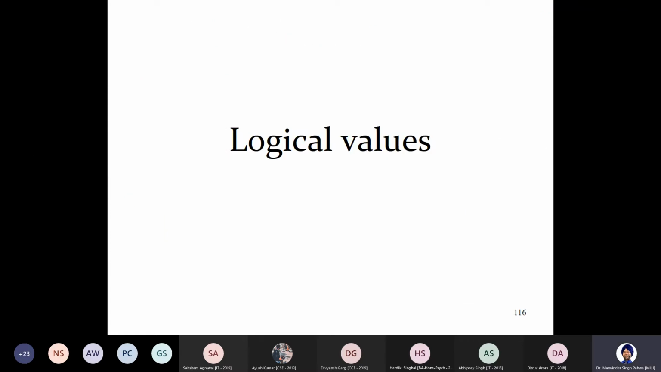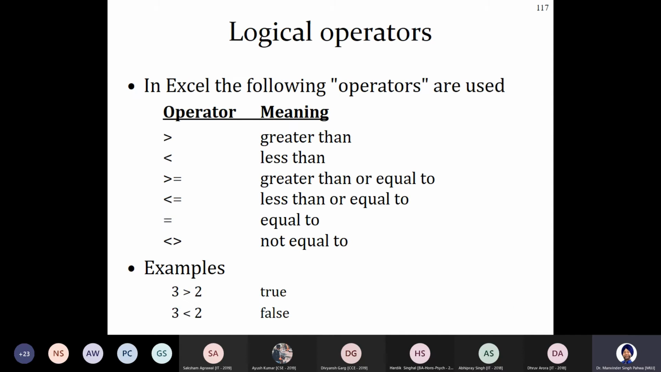Now next are the logical values. So slowly we are going inside of the Excel. Now logical operators you know very well. Logical operators are greater than, less than, greater than or equal to, less than or equal to, equal to, or not equal to. So these are the logic gates.